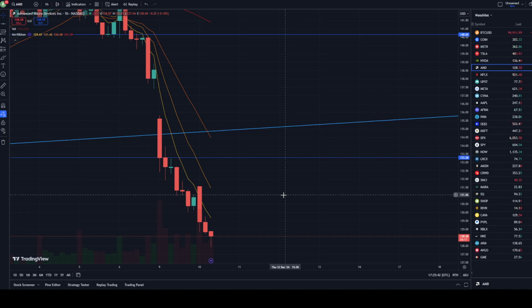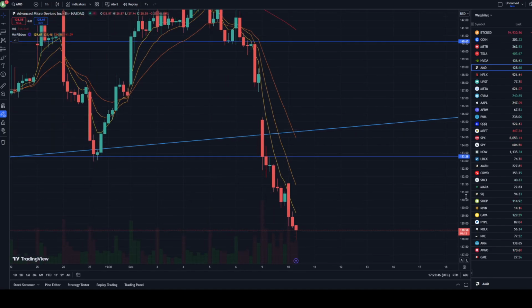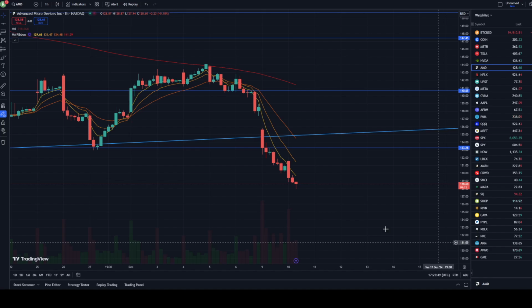So, just make sure you're drawing your levels and looking at all your criteria within your chart because the levels are going to tell you where you should be getting in and where you should be looking for your entries or your exits.